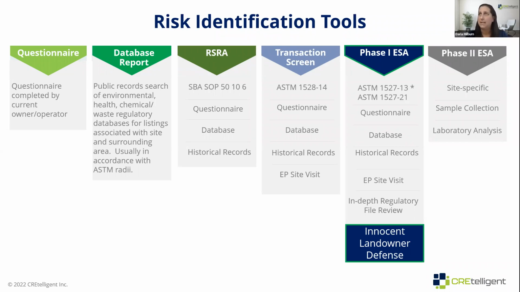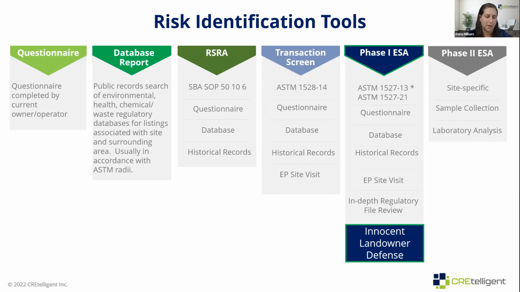And then the Phase 2 ESA, which includes the collection of samples at a property. And it could be samples of anything, but most commonly it's soil, groundwater, air. We also will see some ancillary intrusive investigations like asbestos and lead-based paint. But the Phase 2 ESA is really designed to be performed once your recognized environmental conditions are identified.